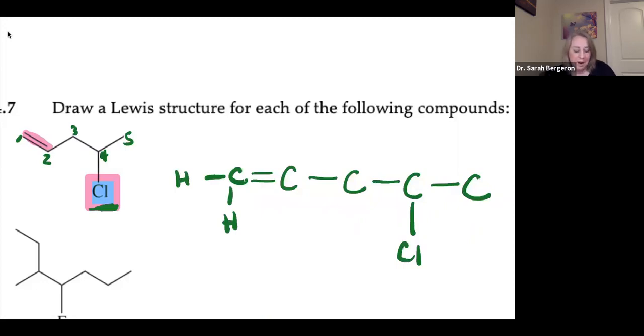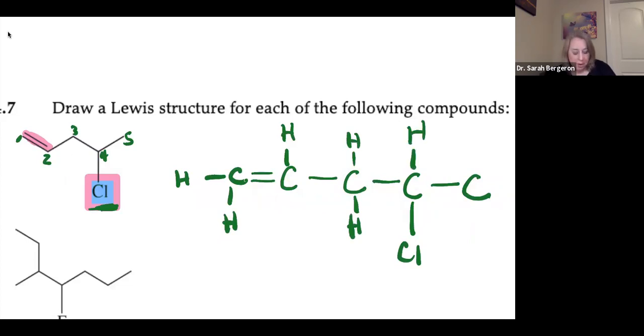My second carbon here has 1, 2, 3 pairs of shared electrons. So that's 2, 4, 6 electrons. So that carbon needs 1 more bond to a hydrogen in order to have a complete octet. Go to the third carbon. This third carbon has 2, 4 electrons. So it needs 2 more bonds in order to complete its octet, and we're going to give them hydrogens. This fourth carbon has 1, 2, 3 bonds. So that's 2, 4, 6 electrons. So it needs 1 more bond to complete its octet, and we'll give that a hydrogen.